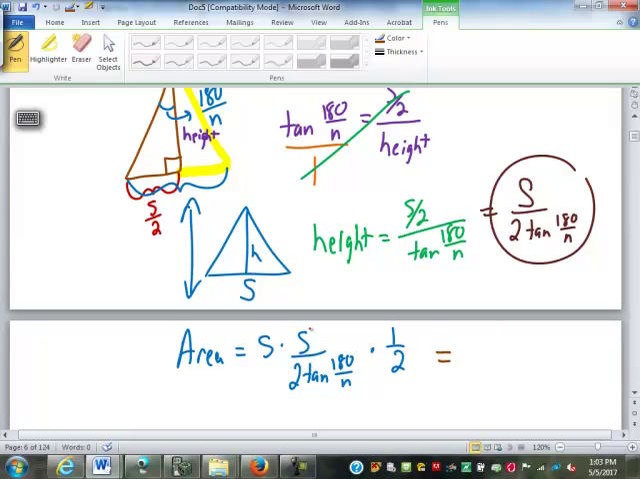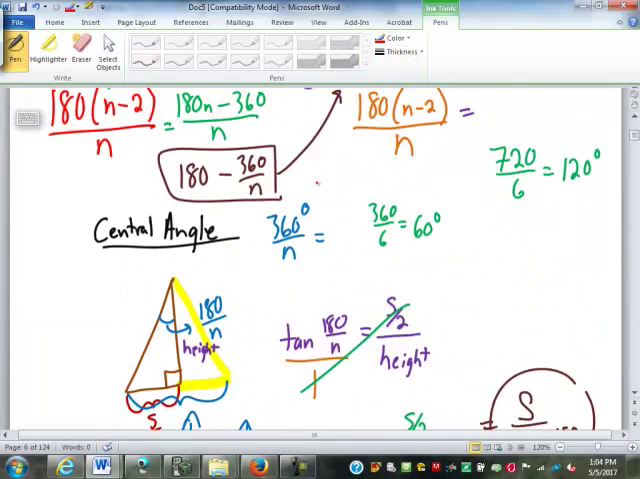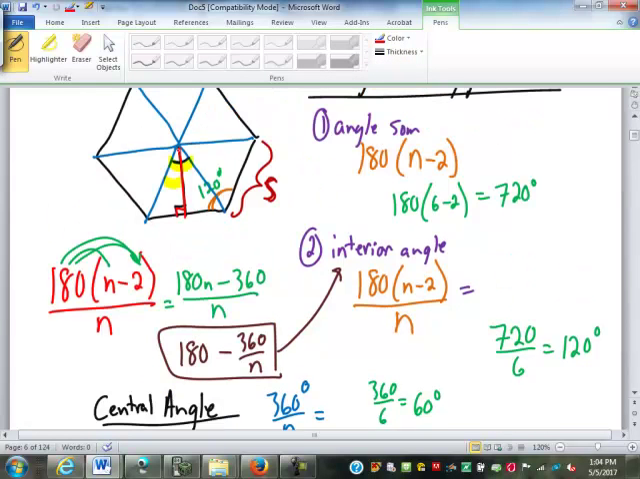But what do I get here? S times S is S squared. On bottom, I have 2 times the tangent of 180 over n times 2, so that's 4 times the tangent of 180 over n. So what that gives me right there is one of these little triangles. How many of those triangles do I have? Well, in this case, 6, but normally it would be just n of them, however many sides there are. There's one triangle formed on each side, right? So just times n.